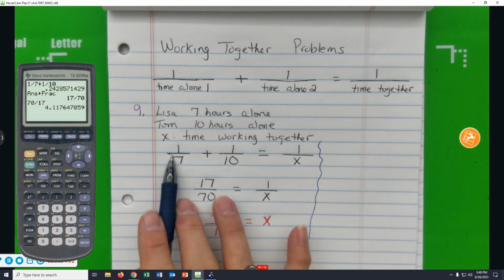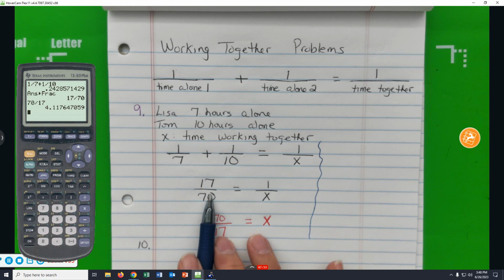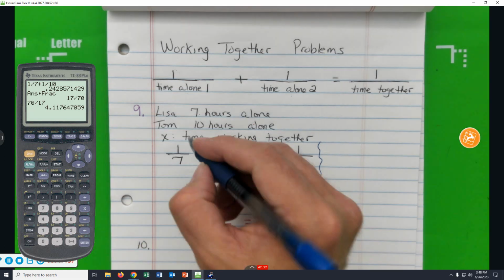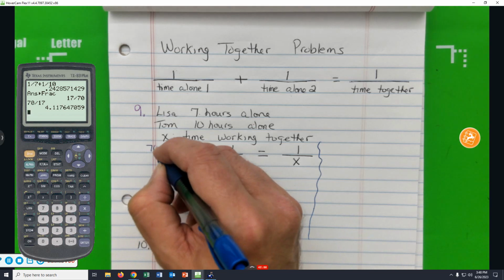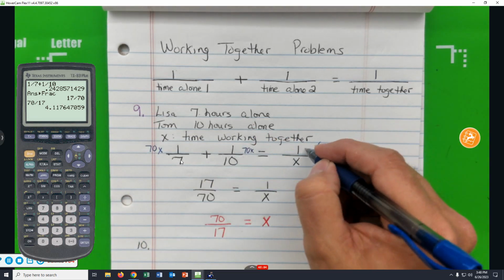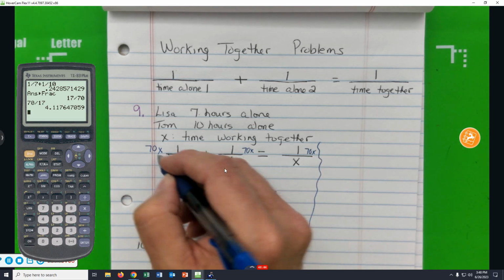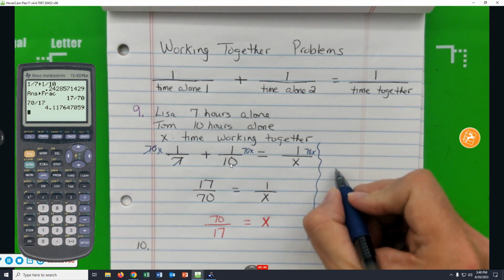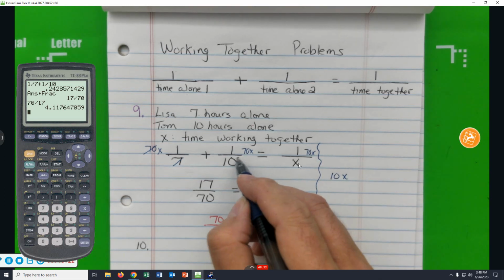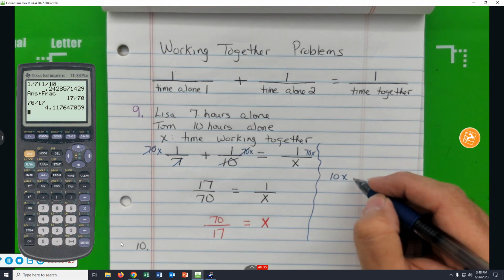If you didn't like what we did here, use the calculator, get this, and flip it. Or you could do what we've done in class. Multiply straight through by 70x. 7 and 10 have no common factors other than just 1, so the least common multiple would be 70, 7 times 10, and then you stick on the variable.